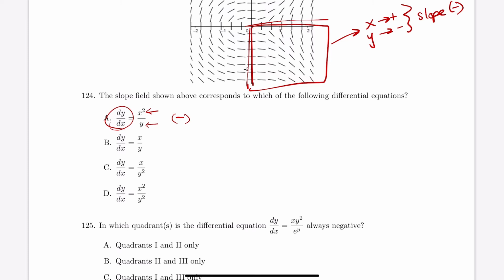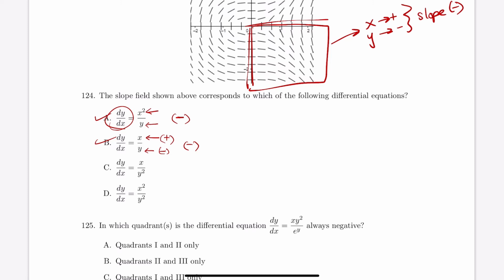See, I can eliminate now. I know I can eliminate B now, right? Wait, no, I can't eliminate B. Actually, yes, I could, because here if I have a positive value, nope. If that's positive, that's negative, then that makes the whole thing negative. So, crap. A works, B works.